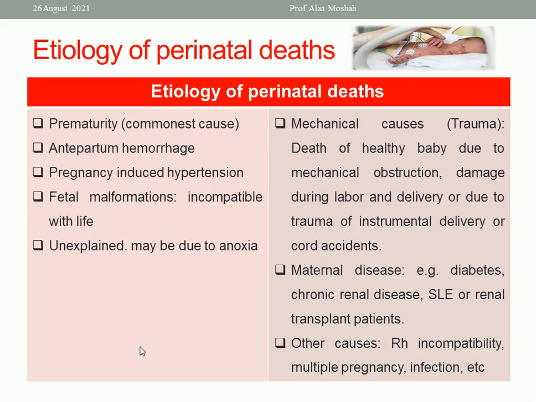Mechanical causes: death of a healthy baby due to mechanical obstruction or damage during labor and delivery, or due to trauma of instrumental delivery or cord accidents, such as avulsion of the cord. Maternal diseases, for example diabetes, chronic renal disease, systemic lupus, and renal transplant patients. Other causes include multiple pregnancy, like twin-to-twin transfusion syndrome, infection, and RH incompatibility.